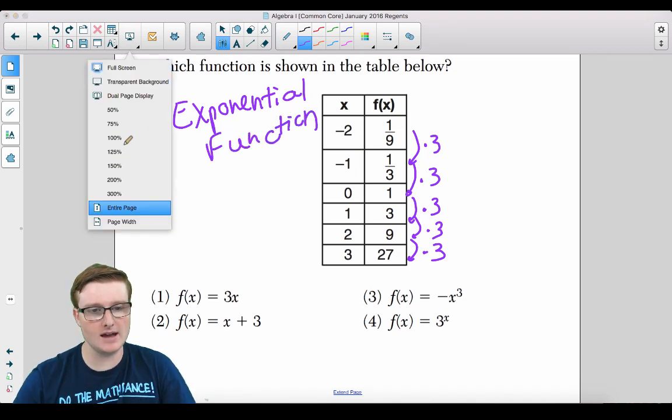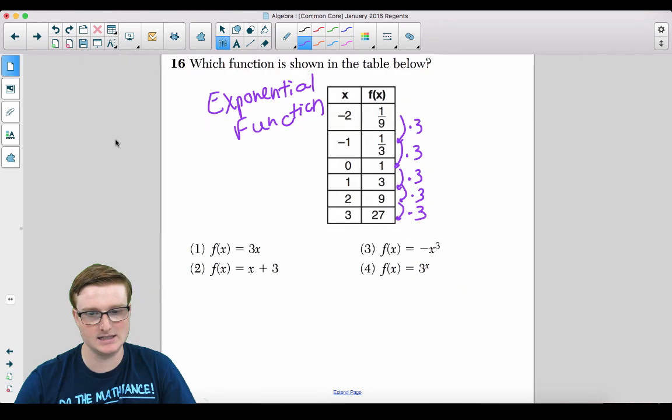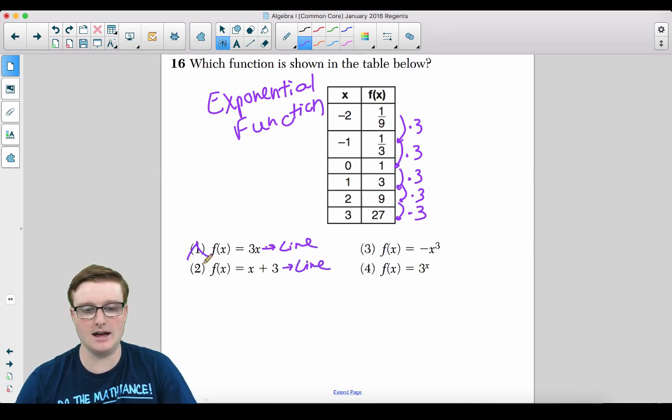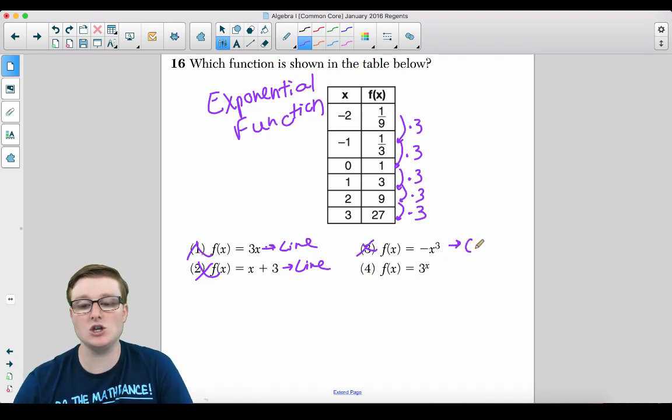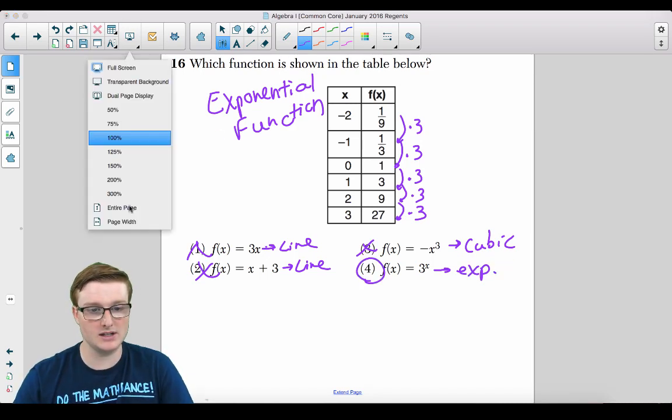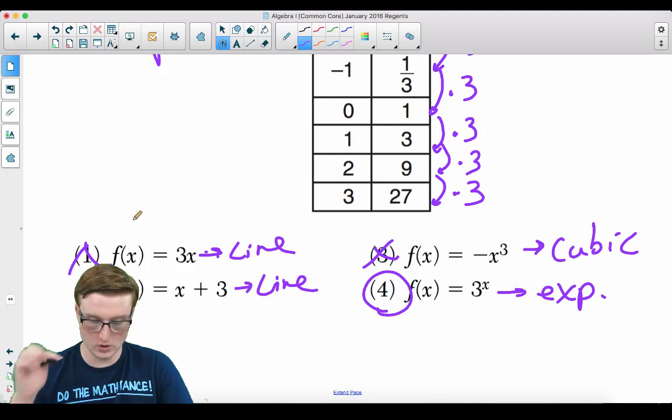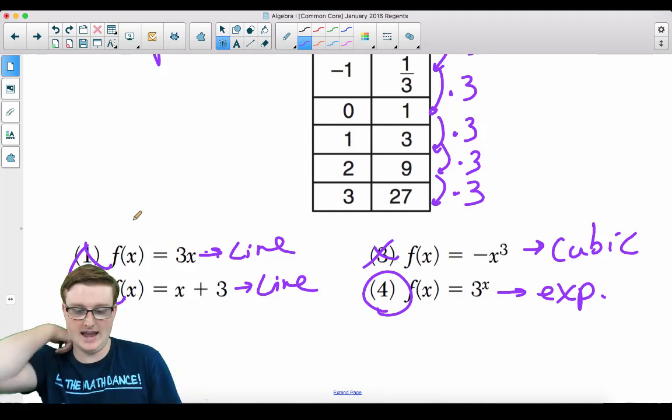So if you're looking at all of your answer choices, 3x, no, that's a line, so that makes no sense. X plus 3, no, that's a line, that makes no sense. Negative x to the third, no, that is a cubic function. 3 to the x, that's exponential. So your answer choice for this question is going to be choice 4.